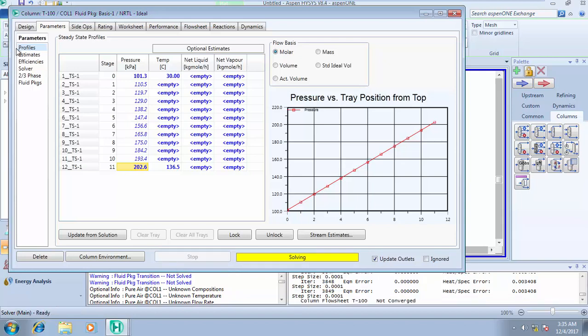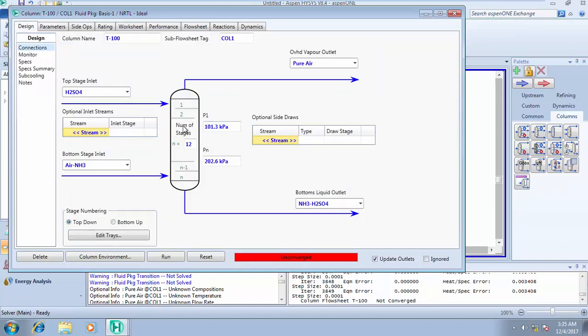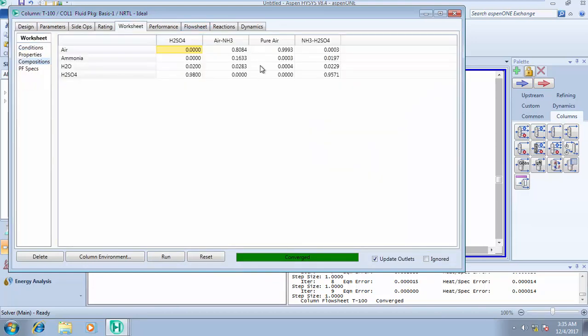So I think the best number of stages to be used right now is 10. So that actually gives us what we are looking for. 10 is what we are looking at. All right, so we are able to achieve what was given to us. Look at your air, we have 99.93 from 80.84.